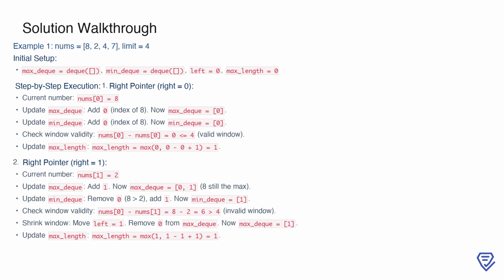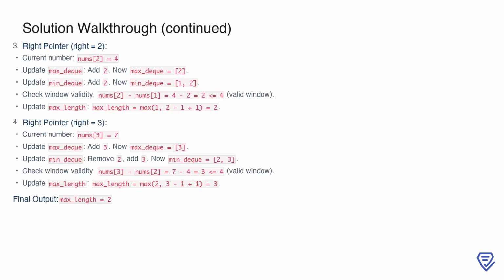Next, at right equals 1, the current number is 2. We add its index to the max_deque, and since 8 is still the largest value, we keep it in the deque. For the min_deque, we remove the index of 8 because 2 is smaller, and then add the index of 2. However, when we check the window's validity, the absolute difference between 8 and 2 is 6, which exceeds the limit. This means we need to shrink the window by moving the left pointer to 1 and removing the index of 8 from the max_deque. The updated window is now valid, but max_length remains 1 as the current window length is also 1.